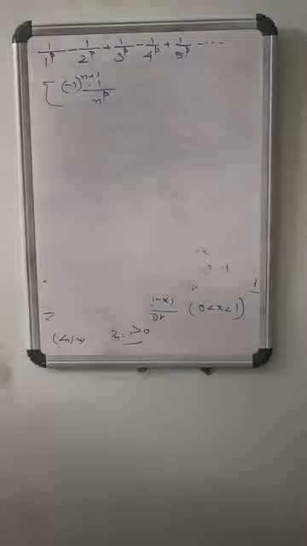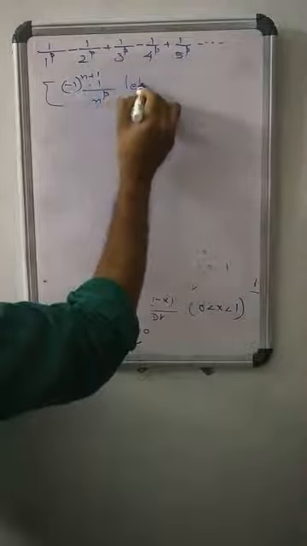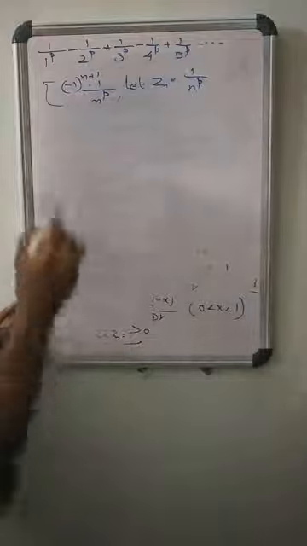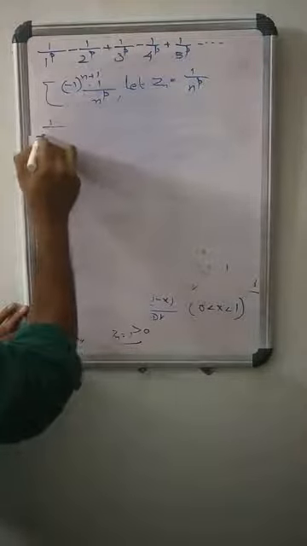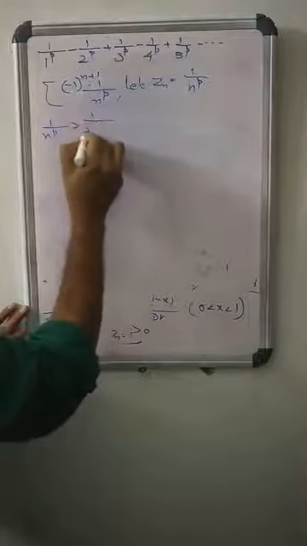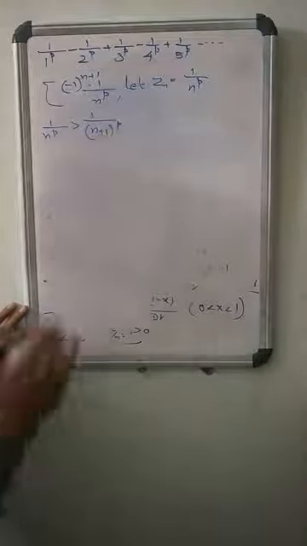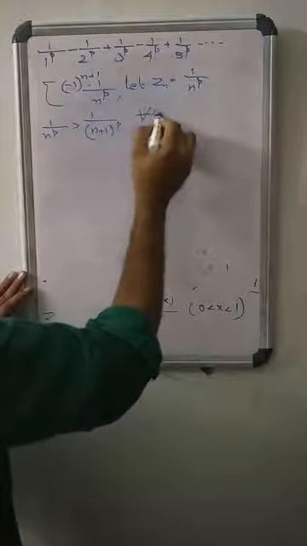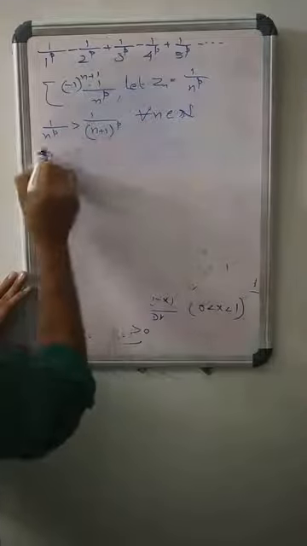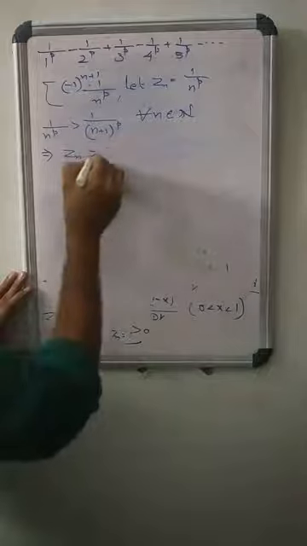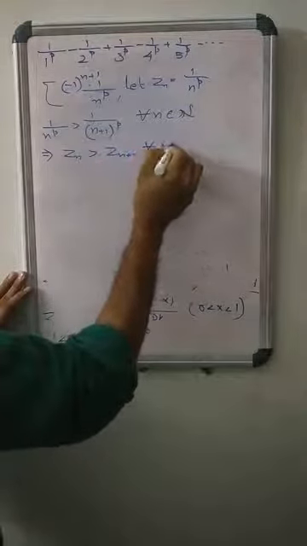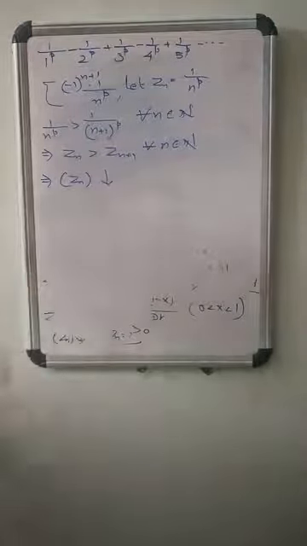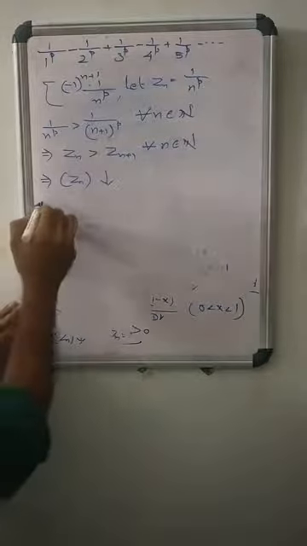So what is Zn? Let Zn equal 1/n^p. So surely 1/n^p is greater than 1/(n+1)^p, always, for all n in N. That means Zn is greater than Zn+1 for all n in N. So the sequence Zn is a decreasing sequence. And what is limit Zn?